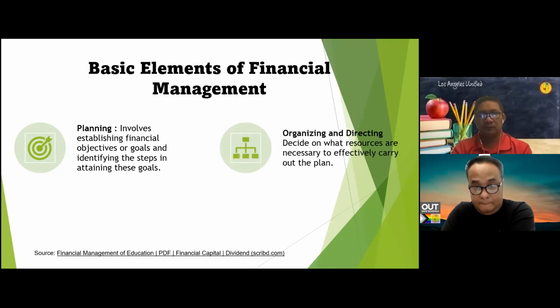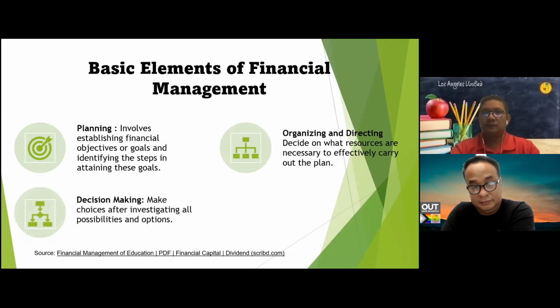The second element is organizing and directing, and this involves identifying and deciding what specific resources are available and necessary to carry out the plan effectively. The third element is decision making, and this is about making choices after investigating all possibilities and options.